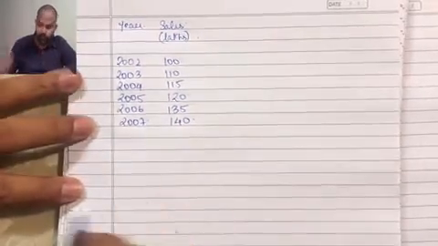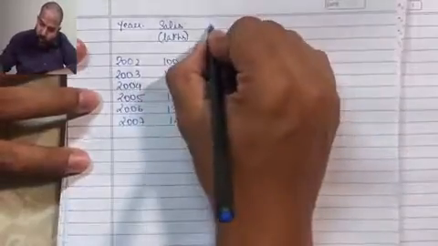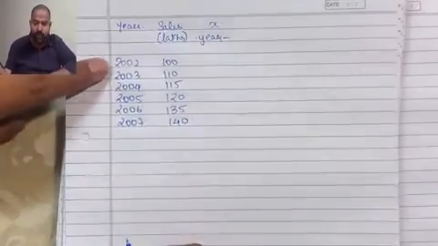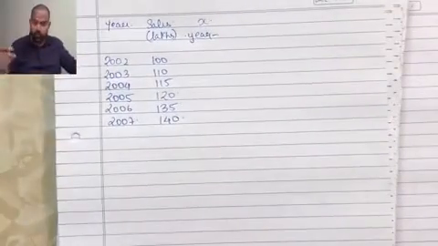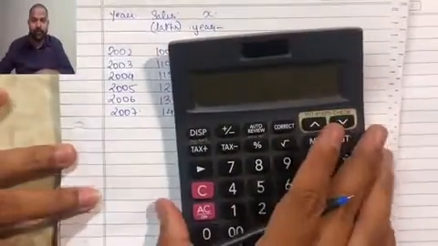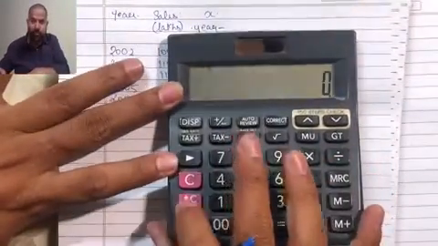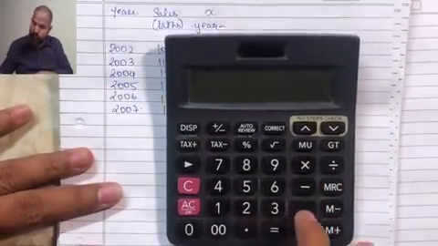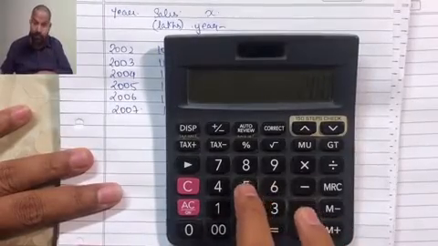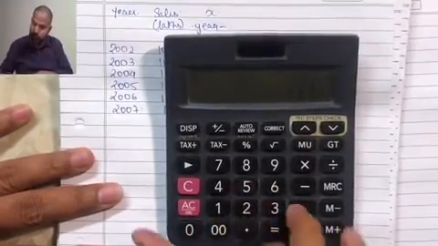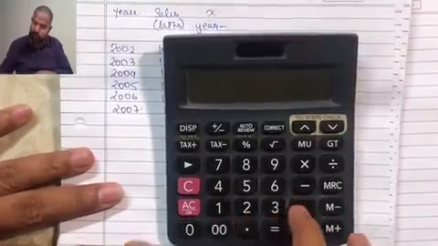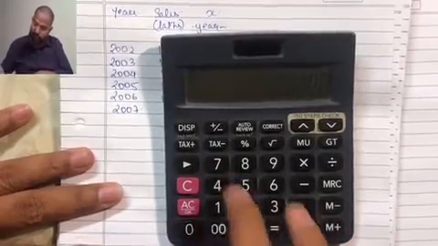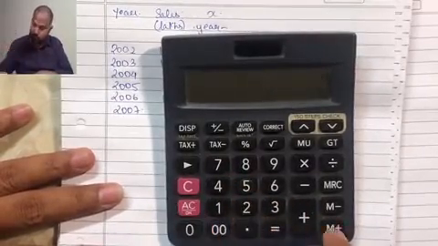So step one, this is not my X. I'm going to create my own X. What is my X? Year minus the center of the year. Now, how do you take a center? Take a total and take an average. So I'm going to say 2002 plus 2003 plus 2004 plus 2005 plus 2006 plus 2007.